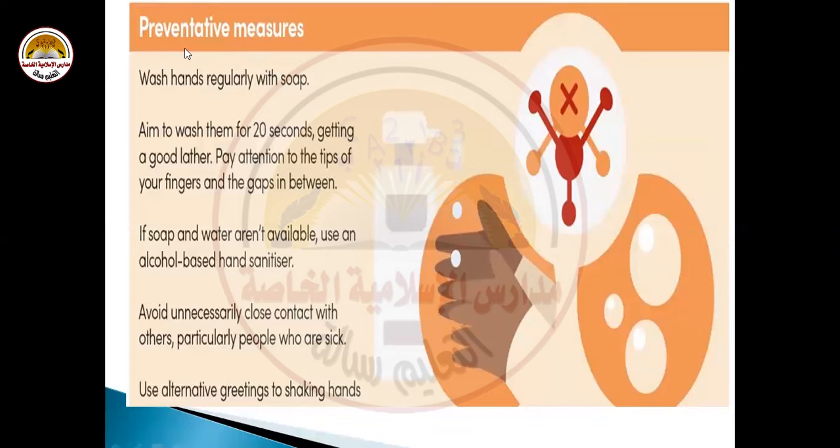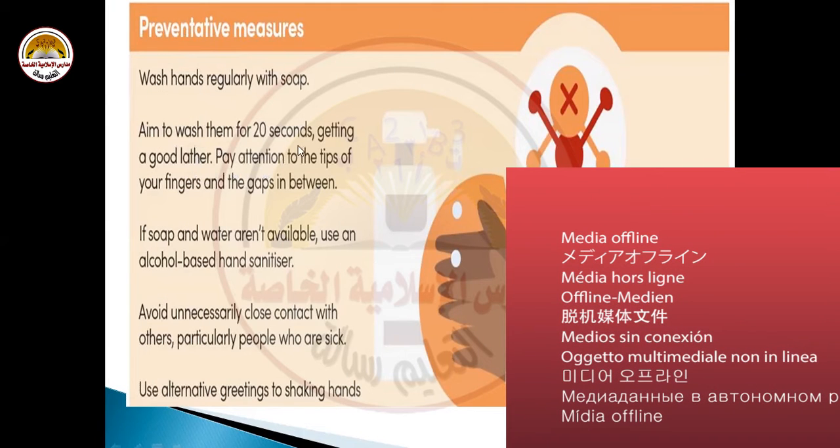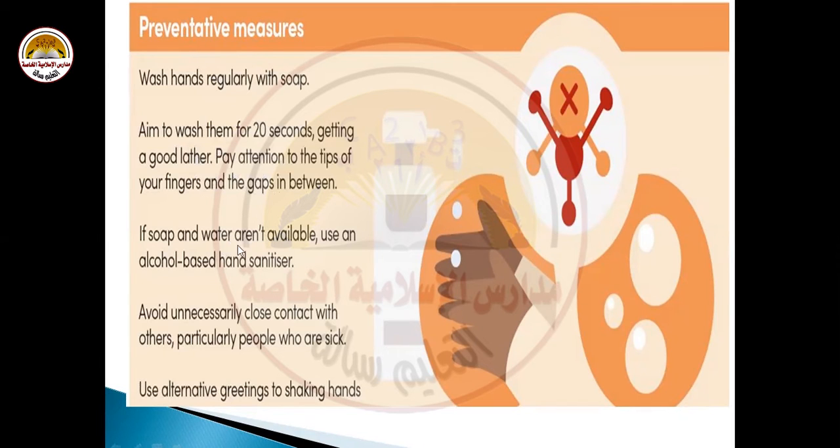Let's see the preventative measures. Number one, wash hands regularly with soap. Number two, aim to wash them for 20 seconds, getting a good lather. Pay attention to the tips of your fingers and the gaps in between. If soap and water aren't available, use an alcohol-based hand sanitizer.